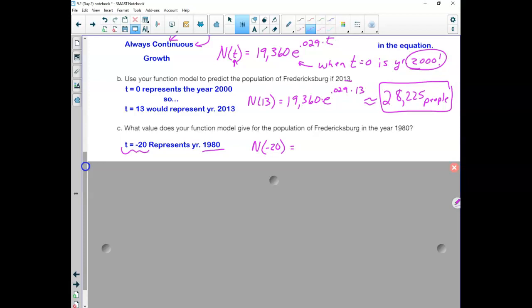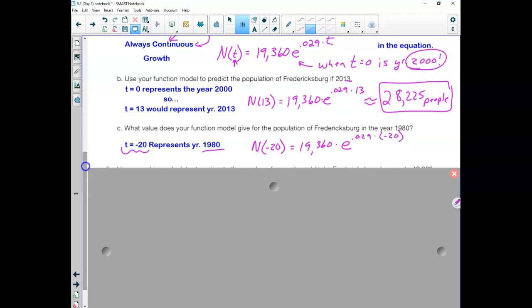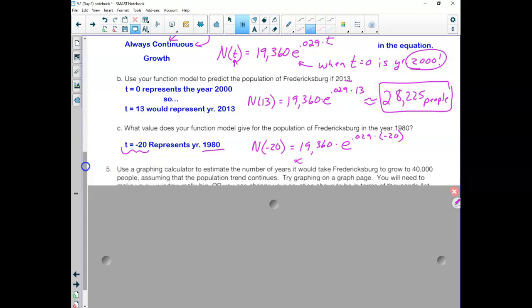And what's that going to give me? Well, that's 19,360 times e to the 0.029 times negative 20. And what happens, this backs up my population. I'm just going to round it off, and you can round up or down: 10,839 or 10,840 peeps. That's about what the population was. I would accept either one of those, rounding up or down, okay?